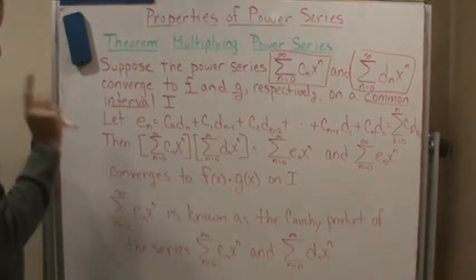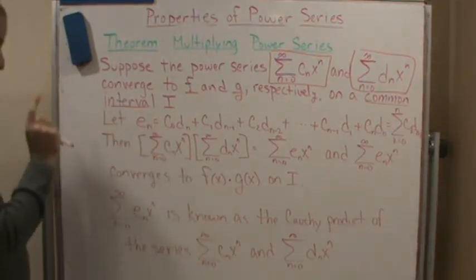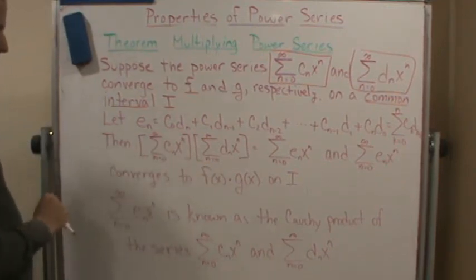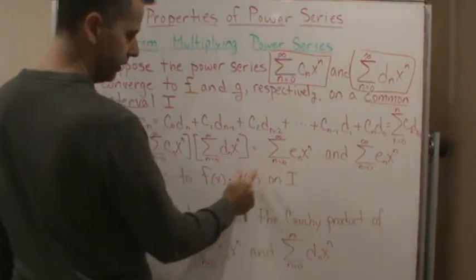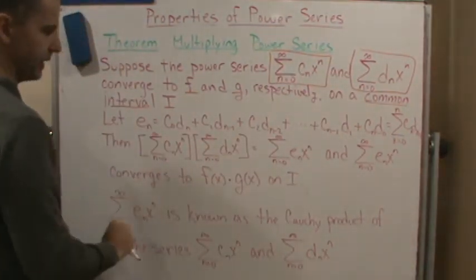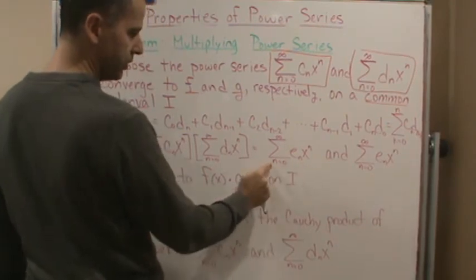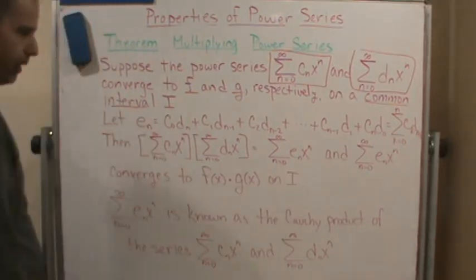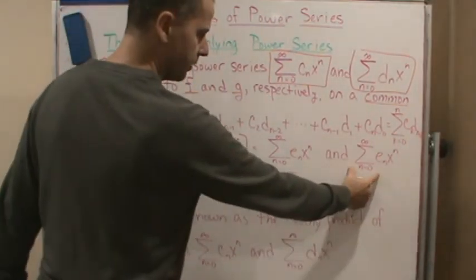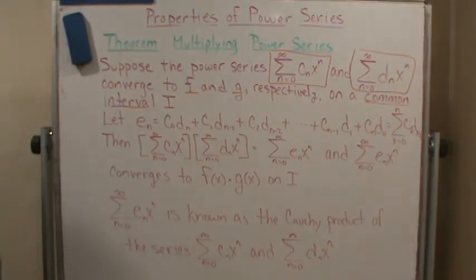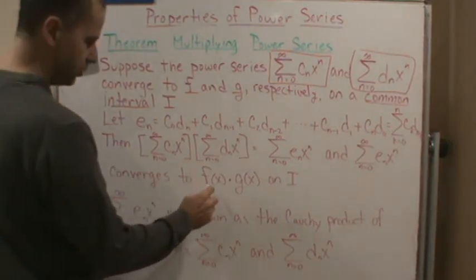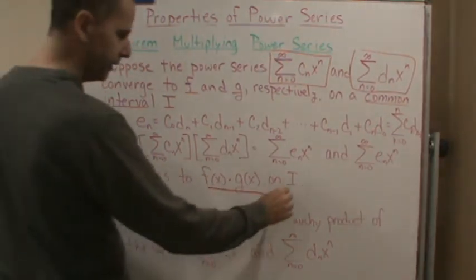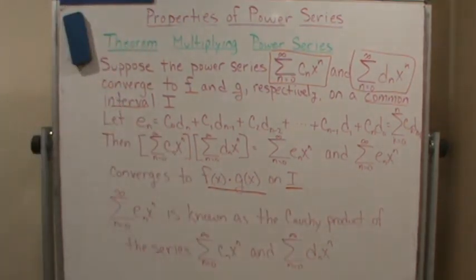Now, defining e sub n this way, then by this theorem, we can define the product of the two series as equal to this. If you take these two series and multiply them together, they will equal this, which is a sum from n equals 0 to infinity of e sub n times x to the nth power. And also this series of e sub n times x to the nth power converges to the product of the two functions f of x and g of x on the interval I, that common interval.